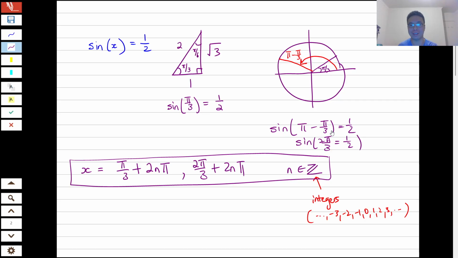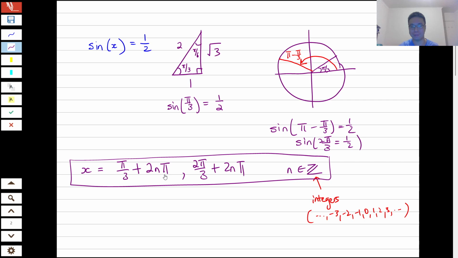I don't need to write pi on 3, 7 pi on 3, 13 pi on 3, and so on. That's all captured in this first solution set. And then the other family is 2 pi on 3, 8 pi on 3, 14 pi on 3, and so on. So if you're given a question where you need to restrict the domain, all you need to do is pick suitable values of n and repeat until you've gone outside your domain, and then you start to exclude those solutions.